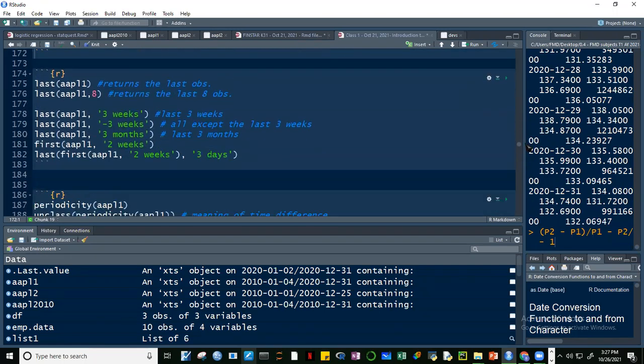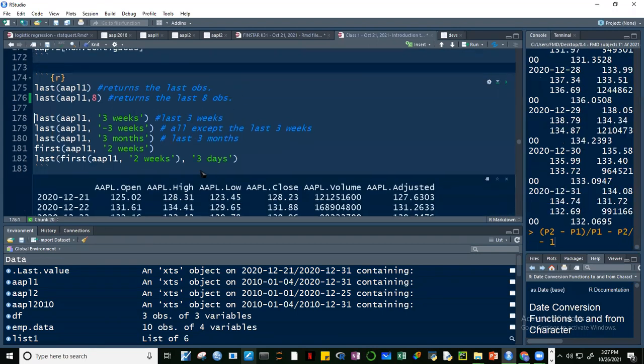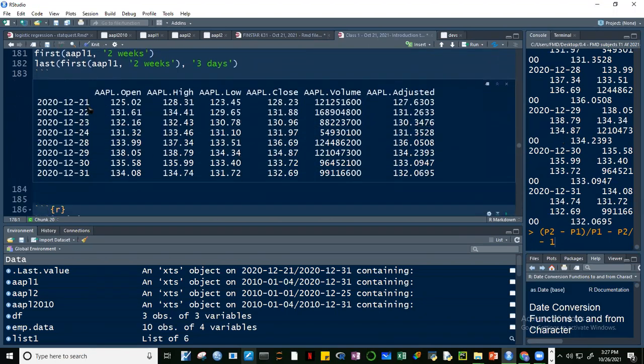Okay, how about, guys, the last? Last 8 simply gives us the last observation for the first line. So the last observation as far as Apple One is concerned, we know this already, it's December 31, 2020. And we can also ask for the last 8. So last 8 from December 21 up to December 31.